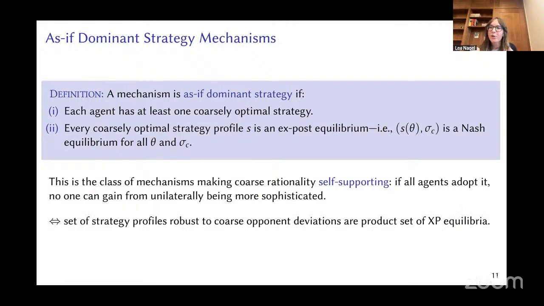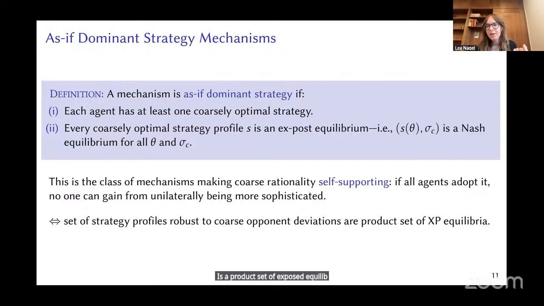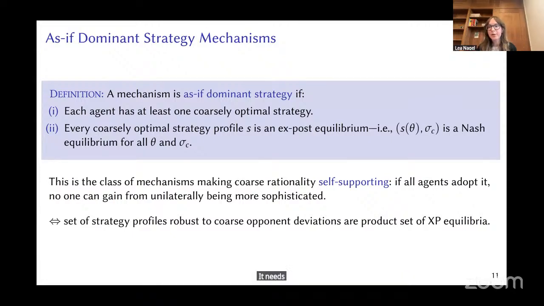Okay, now an equivalent characterization, which I call a robustness characterization, is that the set of strategy profiles that is robust to all the ways in which the opponents could deviate in a coarse way is a product set of exposed equilibria. Notice that the second condition in the definition says that every coarsely optimal strategy profile has to be an exposed equilibrium, which means that no matter which coarsely optimal strategy I pick for you, and no matter which I pick for me, it needs to be an exposed equilibrium.